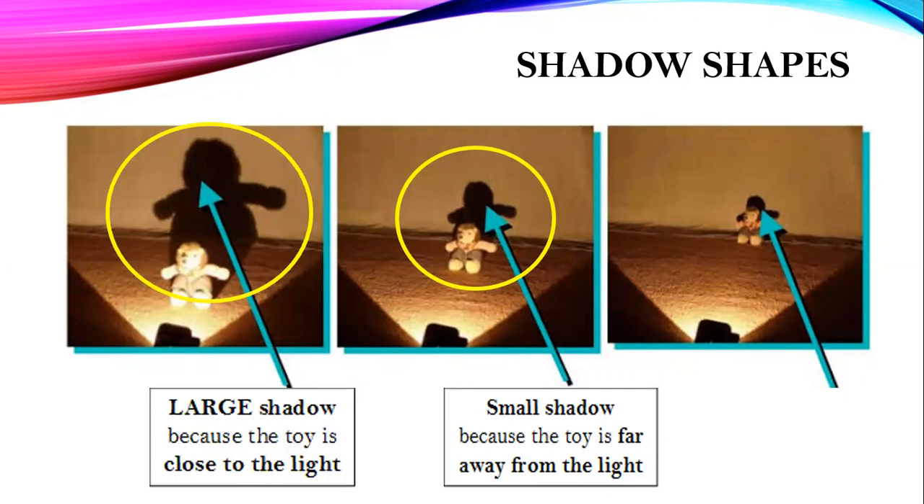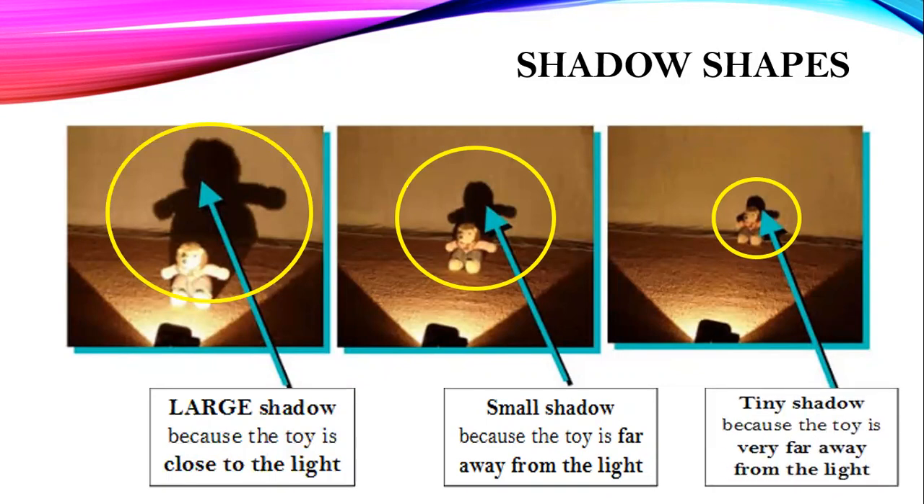What about the third picture? In the third picture, a very, very small or tiny shadow is cast because the toy becomes very, very far away from the light. We have a tiny shadow because the toy is very far away from the light. And this clarifies that the farther the object is away from the light source, the smaller the shadow.